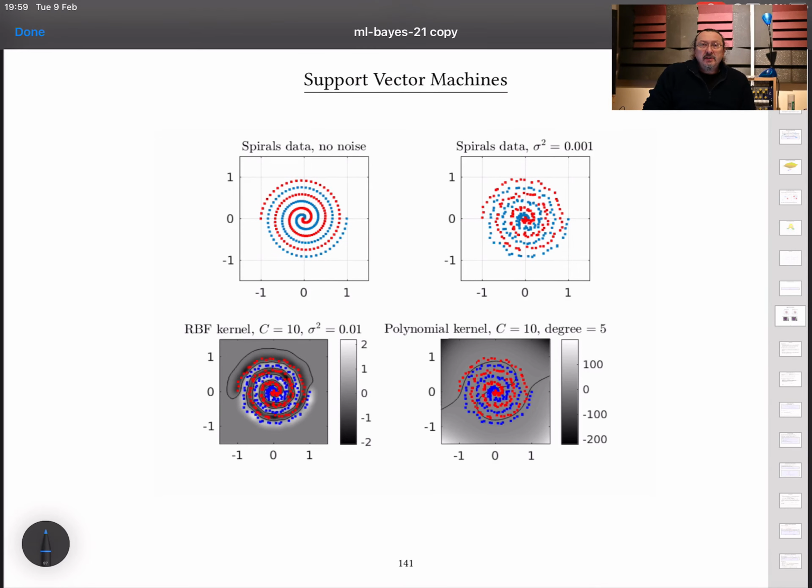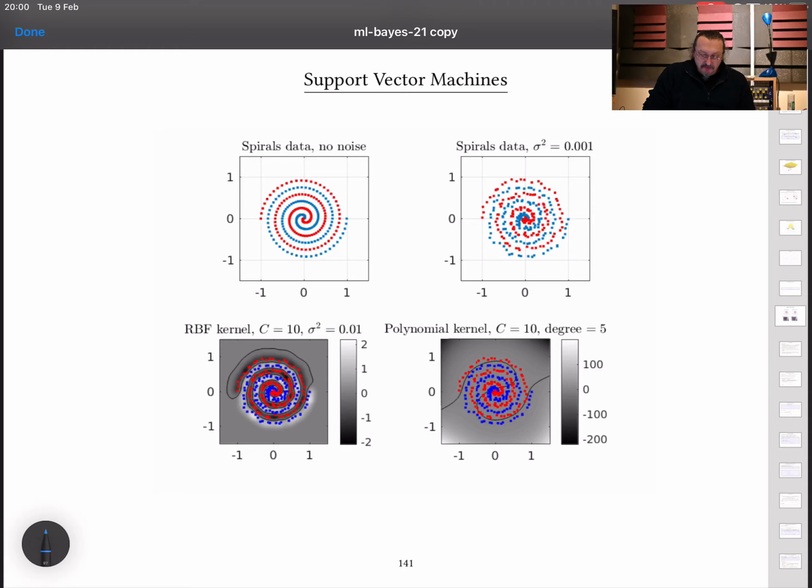This is just an illustration on some straightforward training data, although slightly less straightforward, I guess, than the stuff that we've used till now in terms of toy problems. What I have here is two classes that are two interlocking spirals, and in fact they're two noisy interlocking spirals.